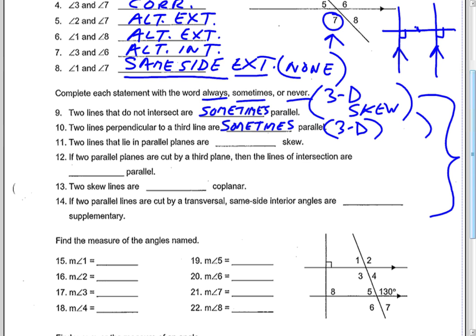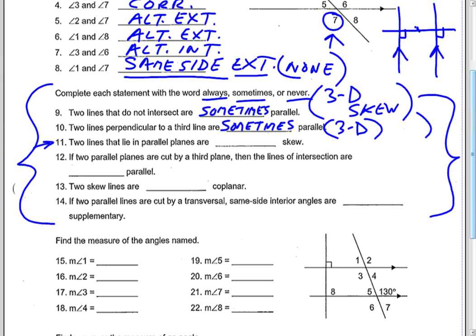Can everybody see that or visualize it? Don't worry too much if you can't visualize everything immediately. This type of problem, I'll probably have straightforward questions that aren't open to interpretation on quizzes and tests. Something like number 11. It's not open to interpretation. Two lines that lie in parallel planes are blank skewed. What would you say? KP?